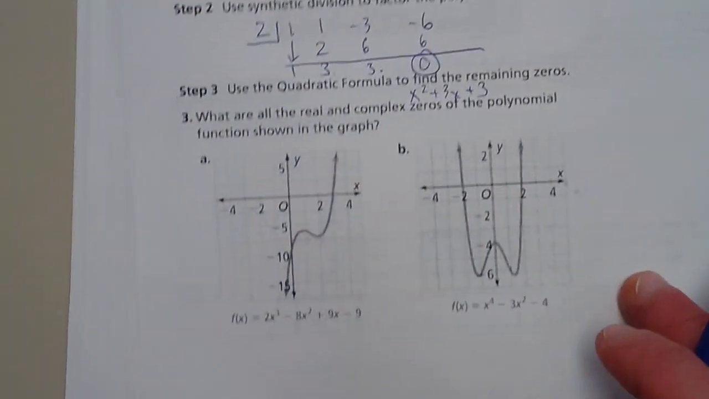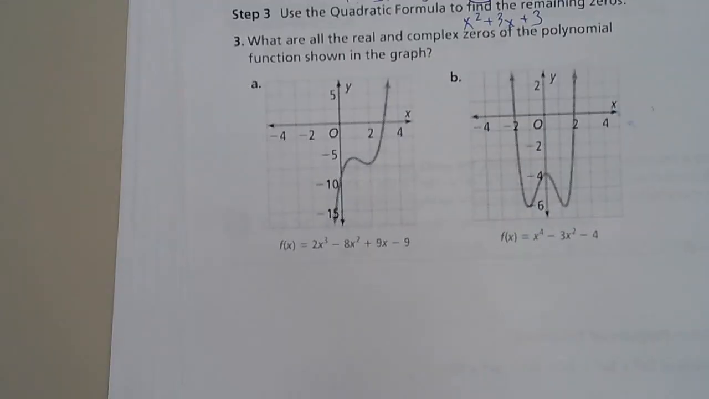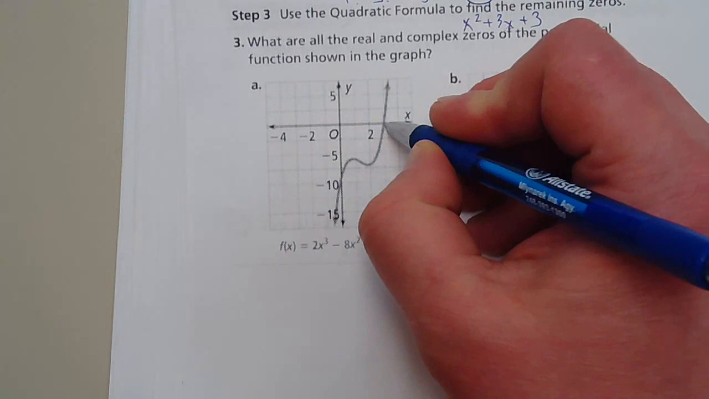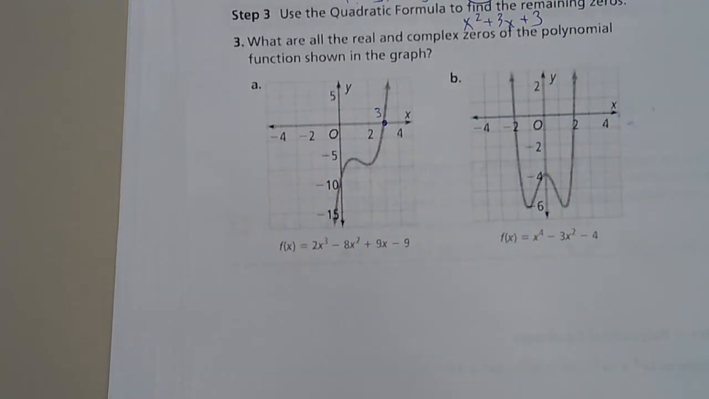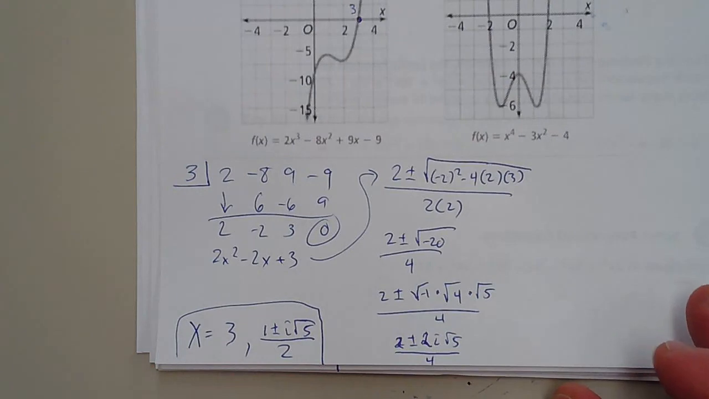Okay, what I'd like you to try is to try to do A on your own. A is extremely similar to what we just did. You can see it crosses at 3. That's what you're going to divide out, and you're going to try that in the quadratic formula. Just take a minute and work that out and see if you can get the same type of result as we did in ours. It'll take you a little bit.